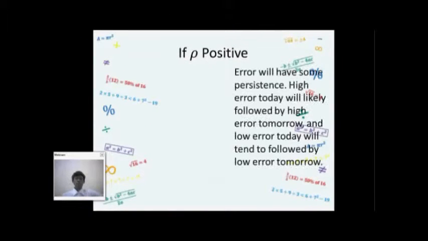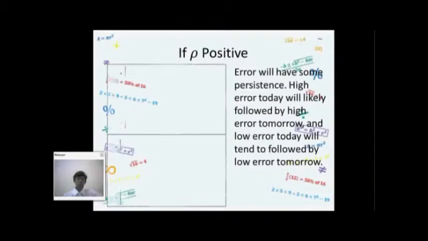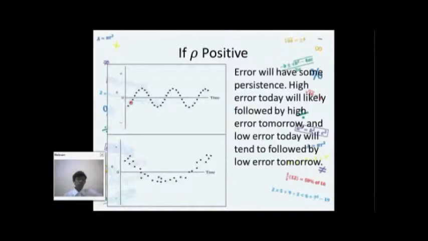When rho is positive, the error will have some persistence, which means a high error today will be followed by a high error tomorrow, and a low error today will be followed by a low error tomorrow. Look at the picture. When we have a low error today, our error tomorrow will also be low. It does not jump from a high error today to a low error tomorrow, or the opposite. Also, when we have a high error today, our error tomorrow will also be high.